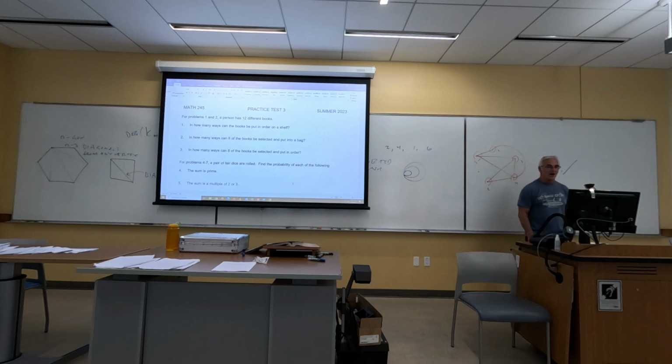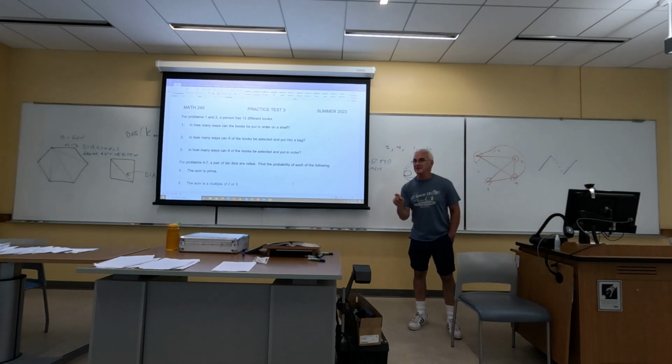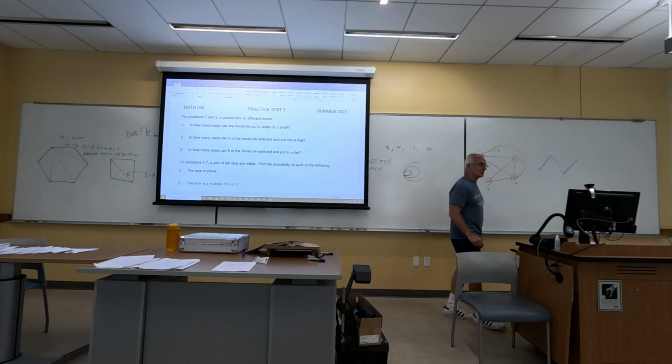Think about this. I have 12 books on the shelf, I'm sorry, I have 12 books. How many ways can I put them in order? The number of ways of putting n distinct objects in order we know is n factorial, we showed that. So the first answer is just easy, that's 12 factorial. One of the first questions we did.